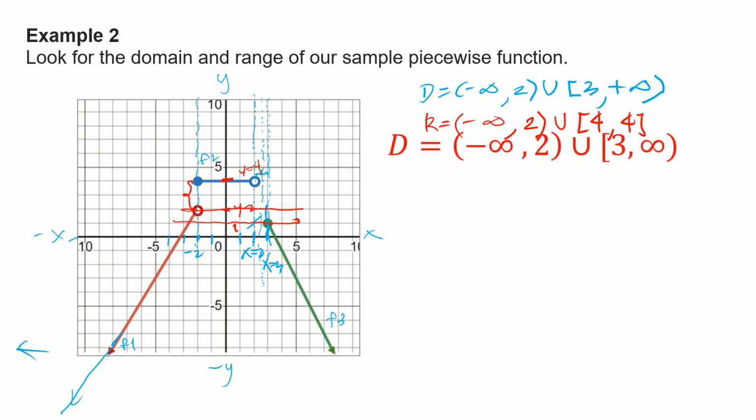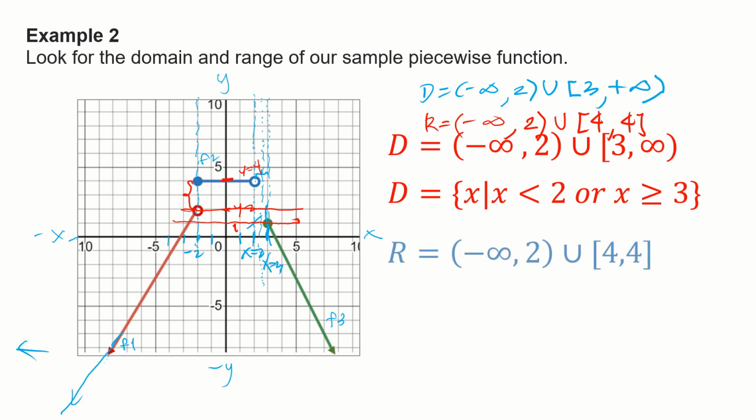To write it in set builder notation, for the domain: x such that x is less than 2 or x is greater than 2. And then for the range: y such that y is less than 2 or y is equal to 4.